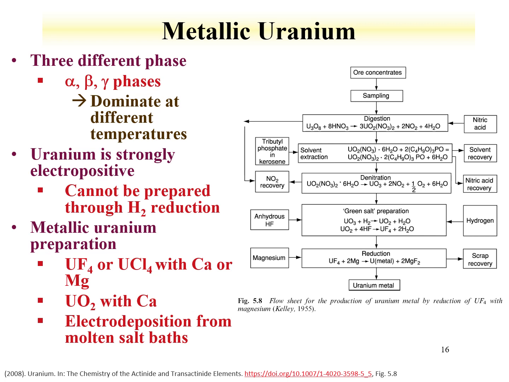Metallic uranium is also a potential nuclear fuel. And as we'll see with some of the other actinides, the metal phases of the actinides can be very complex. Uranium has 3 phases, alpha, beta, gamma. They dominate at different temperatures. Uranium metal itself is strongly electropositive. That means that we cannot prepare it through reduction by hydrogen.